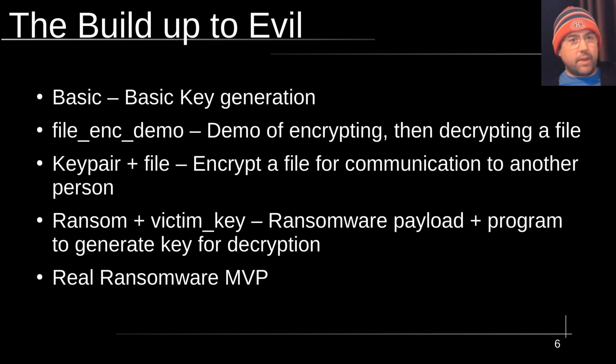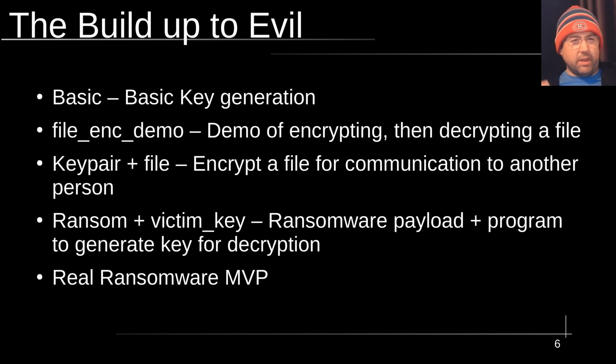The fourth step is a ransomware and the ability to provide a victim with the ability to decrypt a file that has been ransomed. But there is going to be a major problem in this that I'd like to show, and that will be the half step, the 0.5 step. And then the final step will be a real ransomware minimum viable product.